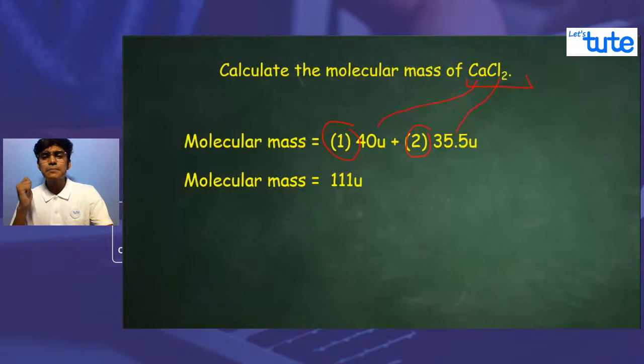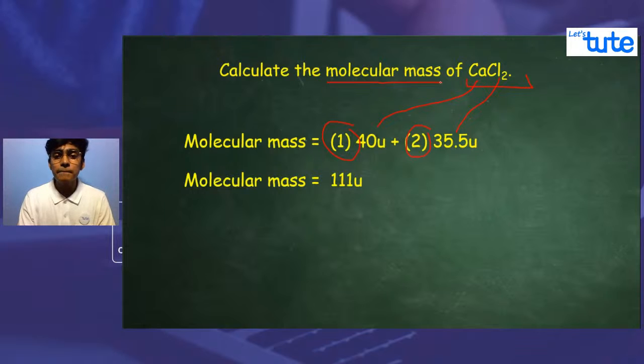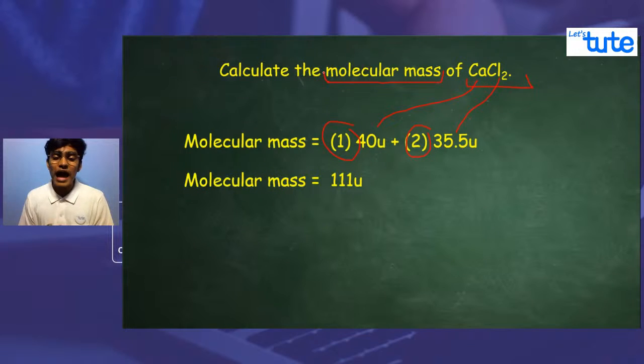Okay, I'll explain once again for you guys. In this particular example, what are we supposed to calculate? We are supposed to calculate the molecular mass. Let me explain the steps of calculating molecular mass. We just have to add all the atomic masses of the atoms present in the molecule. In this molecule, we have calcium and chlorine, with two atoms of chlorine and one atom of calcium. We are supposed to add their atomic masses.